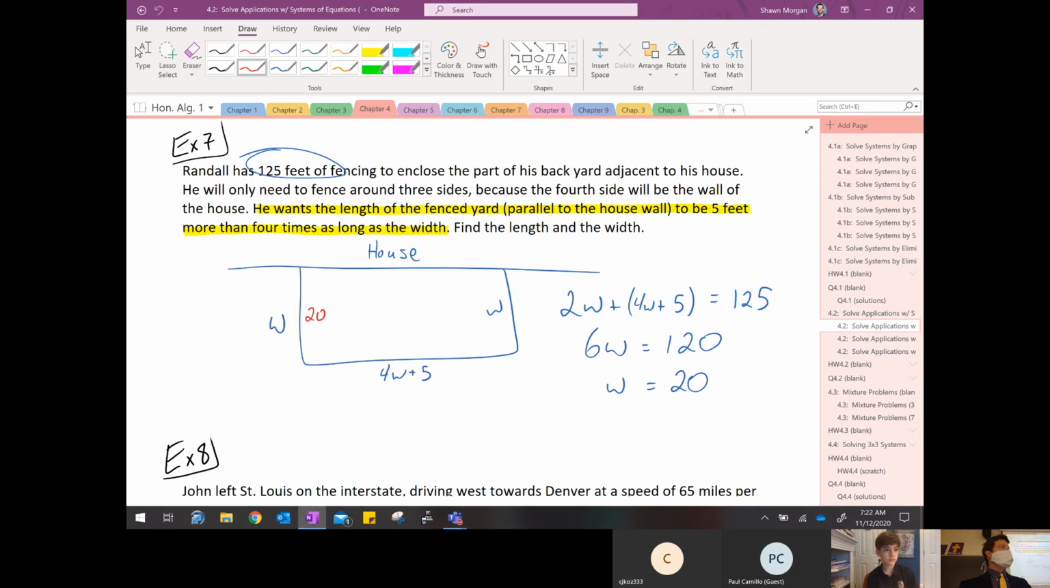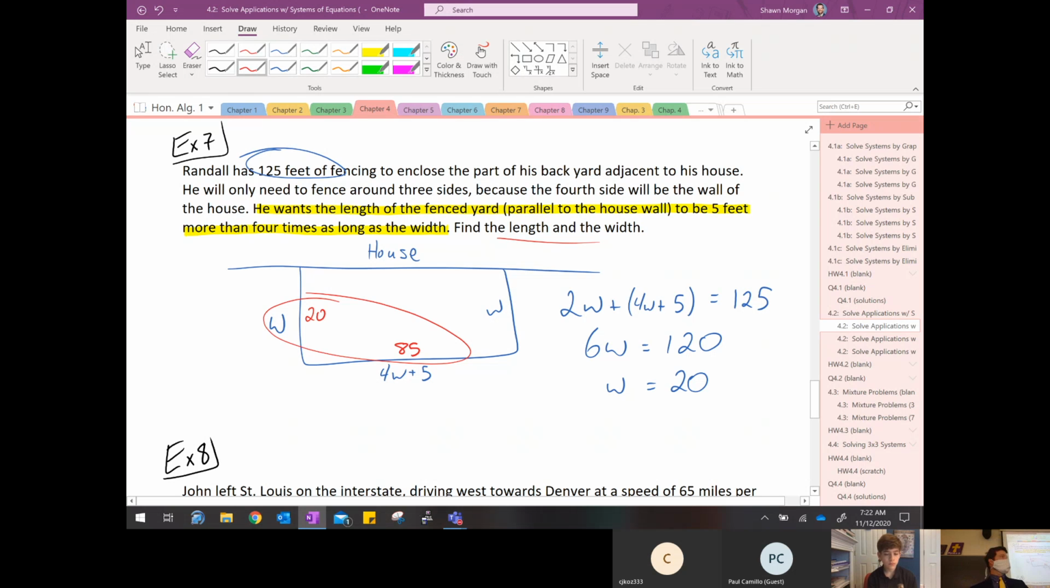Yeah, look down at my picture. 4 times 20 is 80 plus 5 is 85. That's why I really like a picture for these kinds of problems, because we can visually see what we're doing there, and we can adjust. It said find the length and the width, so we've done that. The width is 20 and the length is 85.